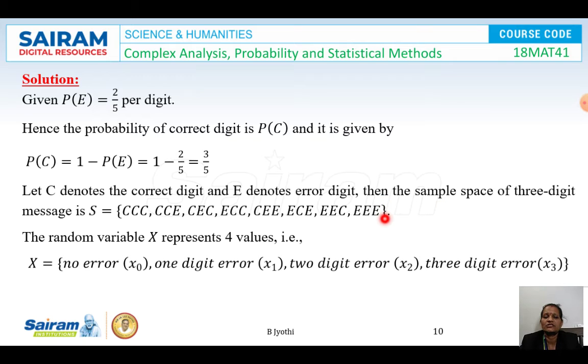Then the sample space of the 3-digit message is S equal to CCC, that is 3 correct digits, and CCE, that is 2 correct and 1 error. Here the first one is correct, the second one is error, and the third one is correct. Likewise, we get different combinations, 2 to the power of 3, which is 8 combinations. The random variable x represents 4 values: no error, 1-digit error, 2-digit error and 3-digit error. Let us respectively name them x0, x1, x2 and x3.